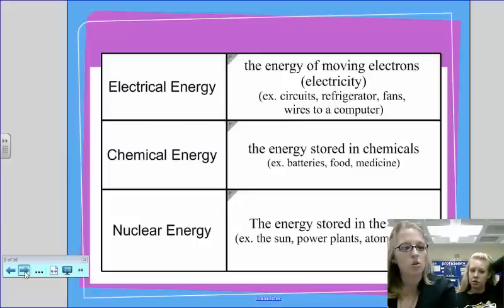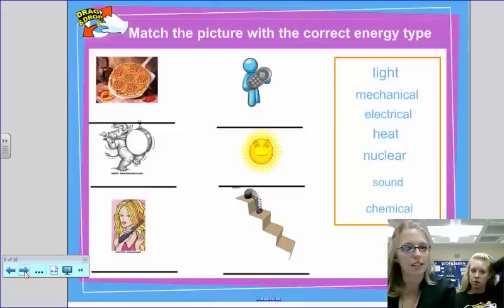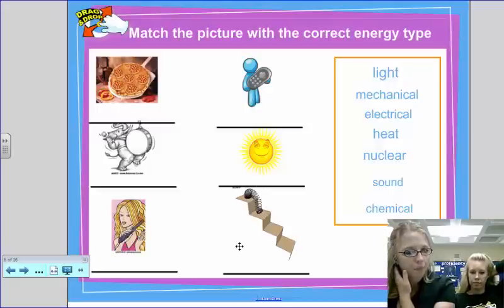So let's talk about each one. Let's practice this. I have 6 pictures here. There's pizza, a guy with a remote control, an elephant with a drum, a sun, a flat iron, and a slinky. In a second, I'm going to have you pause the video, and I want you to list at least 1 or 2 energies that are associated with each picture. And here are your choices again. So you're just going to write down pizza and then whatever energy goes with it. So pause the video right now.